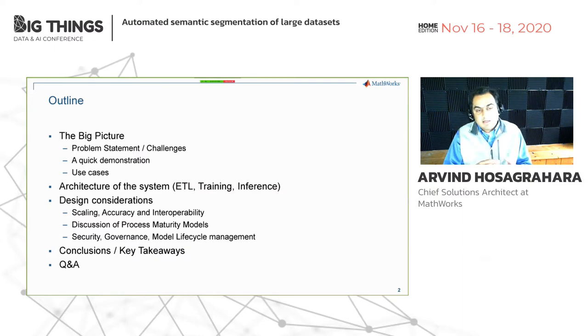Then talking about the architecture of how to build out systems to not only handle your extract, transform, and load, your ETL, your training and inference as a series of pipelines that allow you to process larger data sets. The third part of the talk is about the design considerations, what we learned in putting together systems of this kind, discussing maturity models in building this, and talking a little bit about the infrastructure that surrounds it, and conclude.